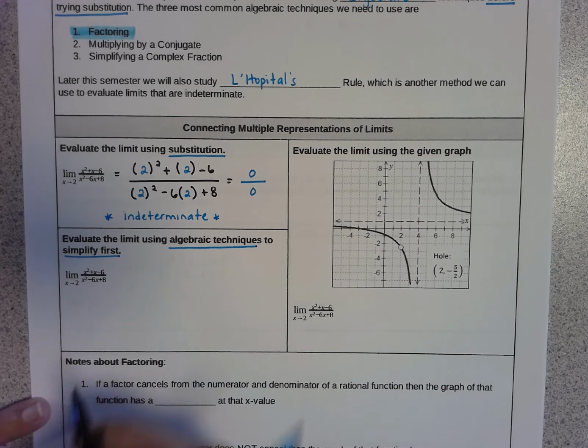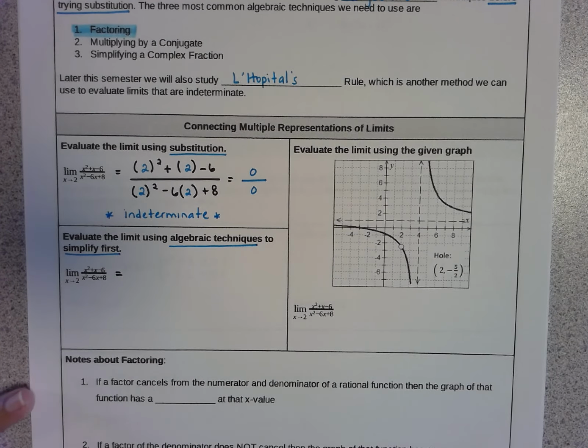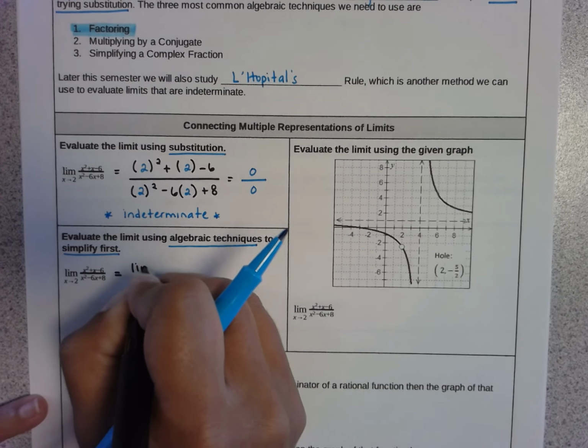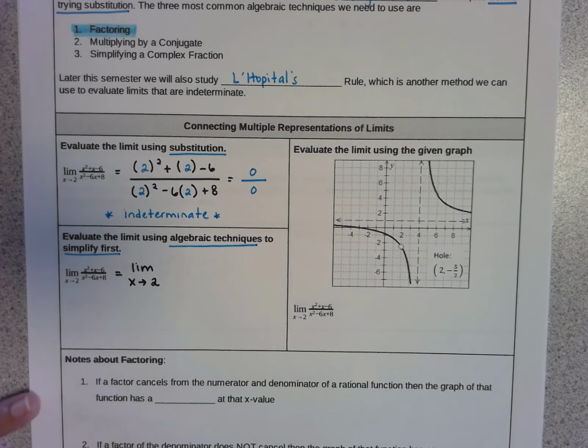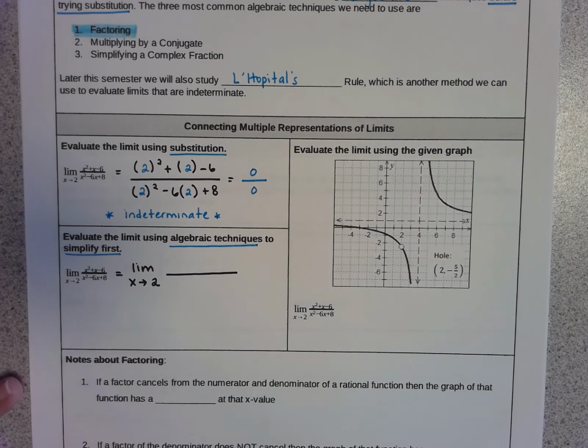Now here's what I mean. Let's say we want to simplify this. I might start by factoring both the numerator and the denominator. So I'm not finding the limit yet, which means I'm going to continue to write limit as x approaches 2 on this next step, because I'm not actually finding the limit, I'm just simplifying the problem.